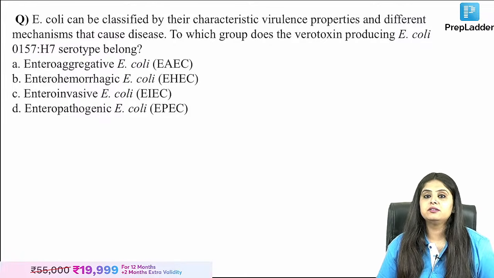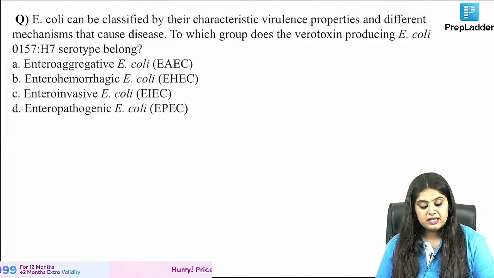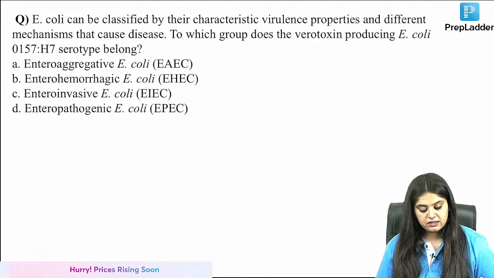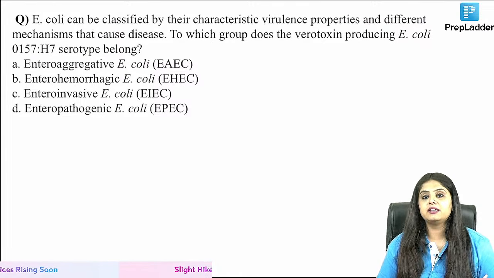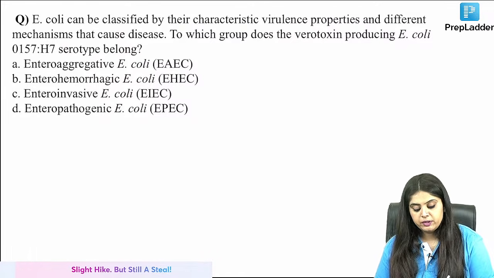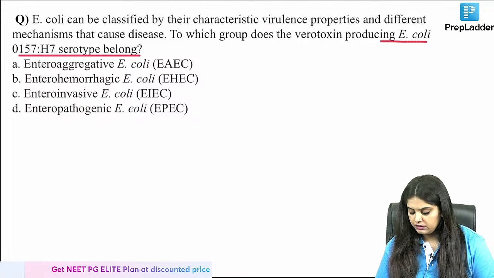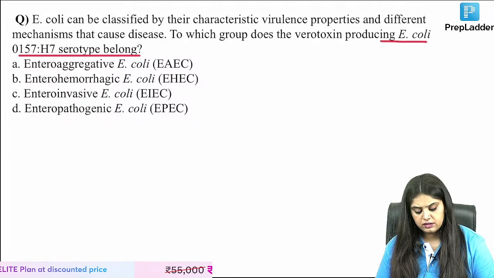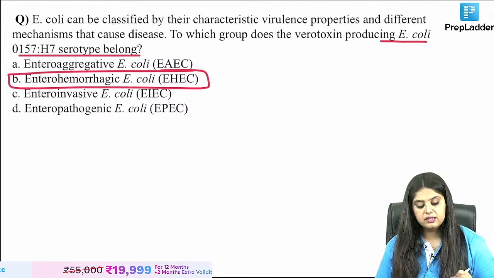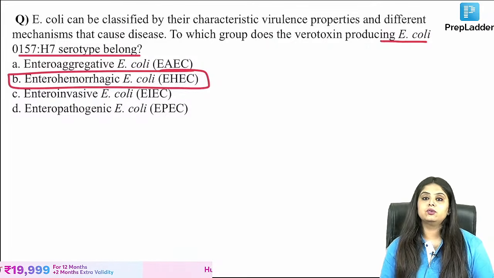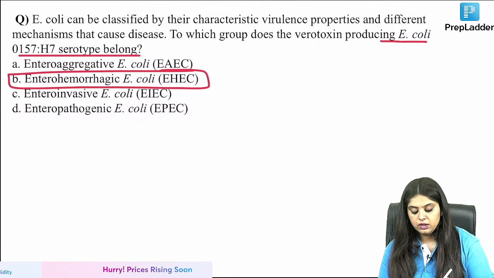Tell me one more question, because then I have to teach you another table. E. coli can be classified by their characteristic virulence properties and different mechanisms that cause the disease. To which group does the E. coli O157H7 belong? You are saying again C? Nahi, not C. Okay, B I started getting. Okay, enterohemorrhagic E. coli. Chalo, that is correct. So now for those who didn't know, you will listen to me.